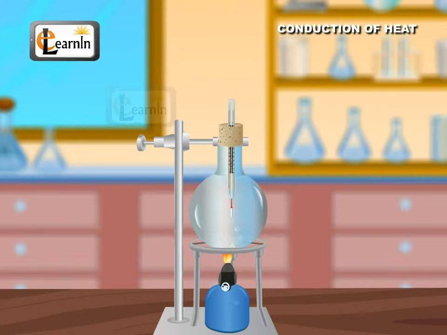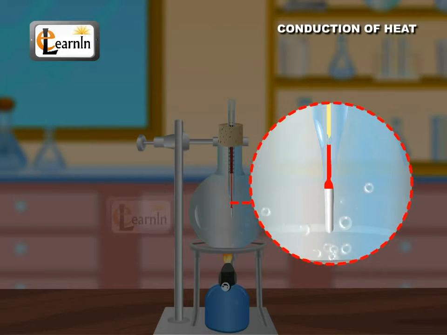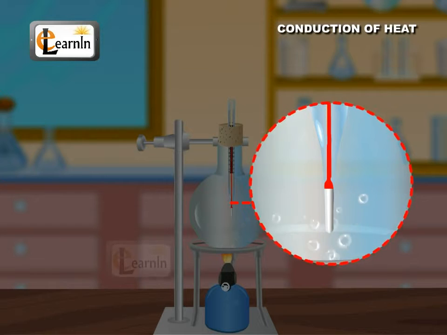We can observe this phenomenon while using a thermometer. When the bulb of the thermometer touches a hot substance, the mercury absorbs the heat and it expands. When the temperature of the tip of the thermometer and the substance are equal, no transfer of heat takes place. So, the level of mercury does not increase further.